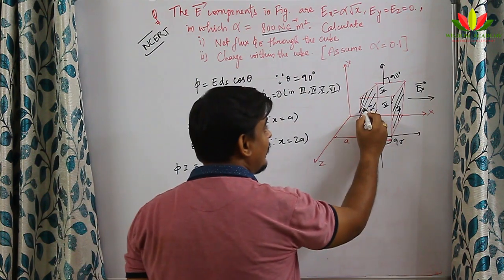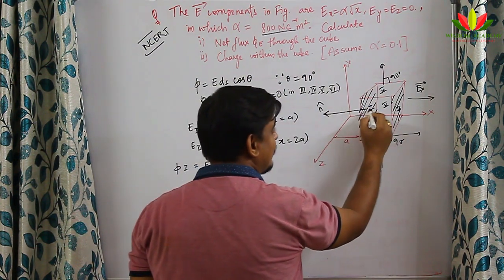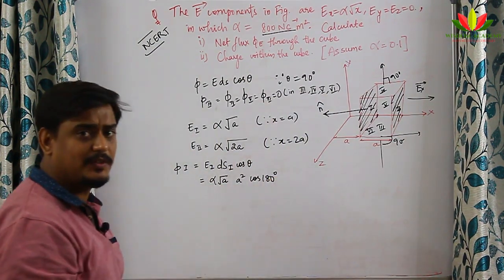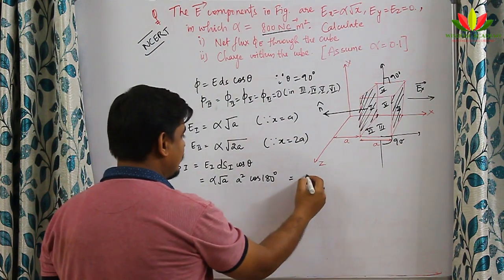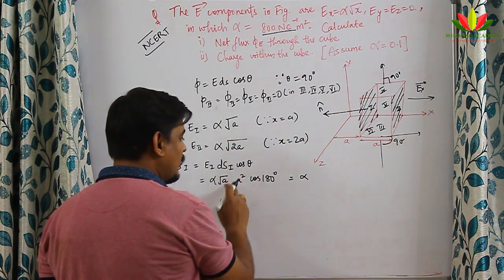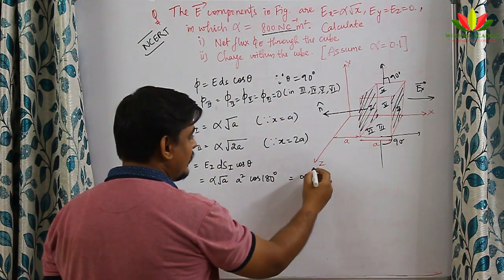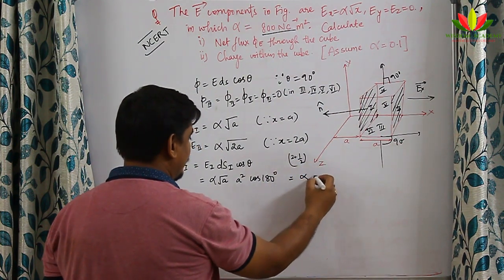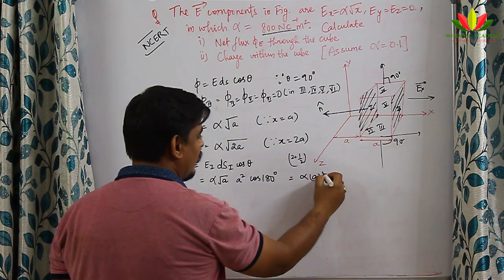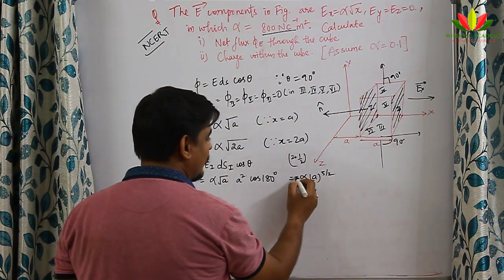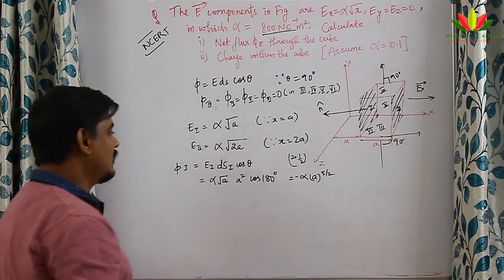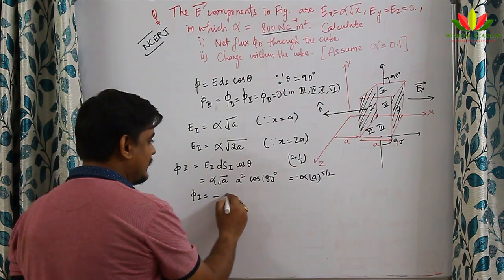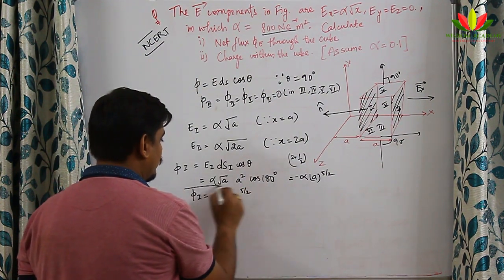Sorry, see here the normal area vector n is on this side, and the electric field is on that side. So theta is 180 degree, so cos 180 degree. What is cos 180 degree? Minus 1. So I will get the value as alpha, here a power 1 by 2 and here a power 2, 2 plus 1 by 2 will be 5 by 2. So I will get the value as alpha into a power 5 by 2. Minus will come here. Why is minus coming? Because cos 180 is minus 1. This is the value of phi 1. So I got the value of phi 1 as minus alpha a power 5 by 2.